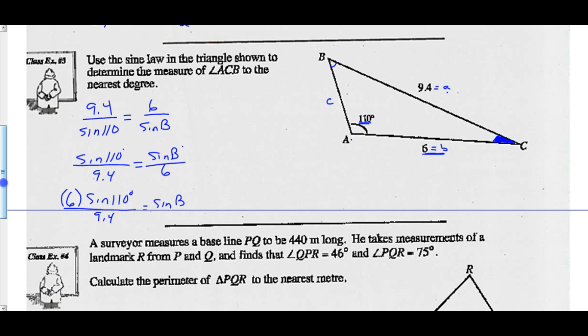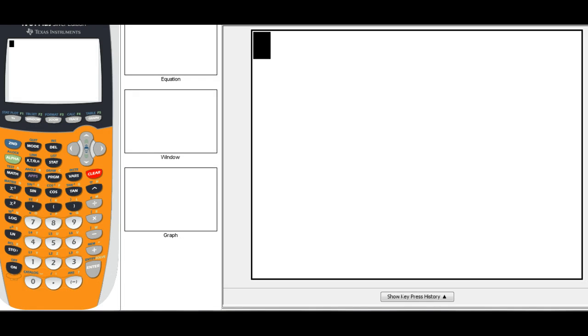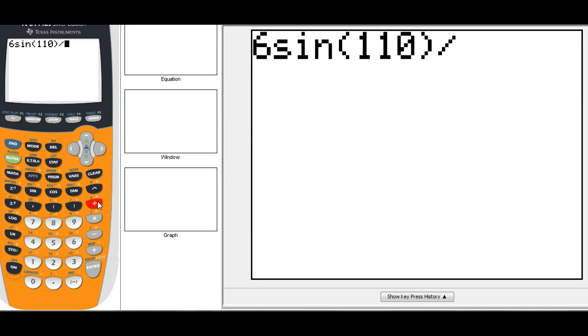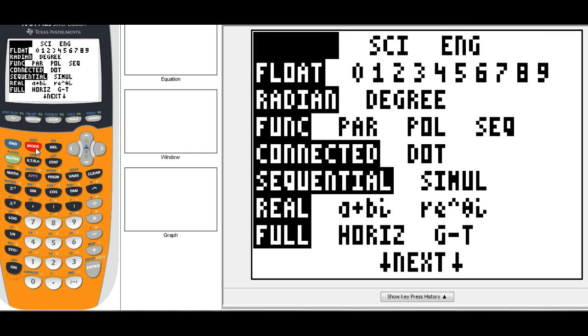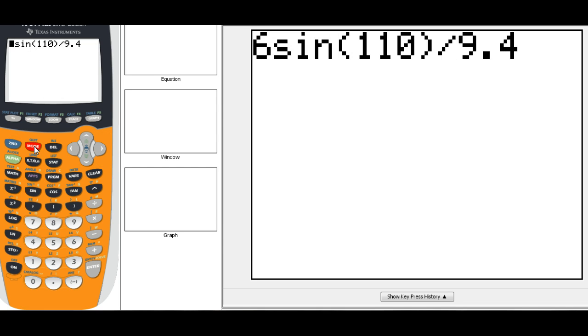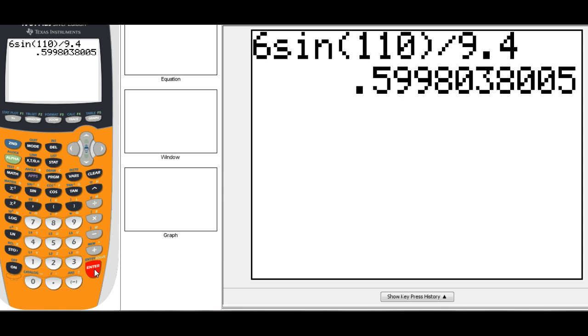Now when I do it like this, I should get a ratio, and then I will have to go second function sine to figure out the angle. So let's make sure we can do that. On our calculators, we should go 6 times the sine of 110 divided by 9.4. And again, anytime you do trig, you should make sure that it is in degree mode. Our value right now should be 0.599803805. That's the sine of angle B.